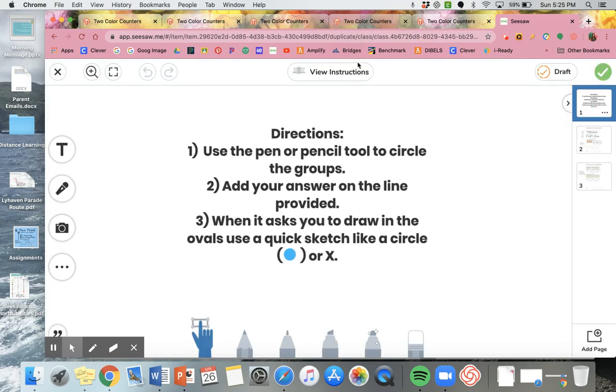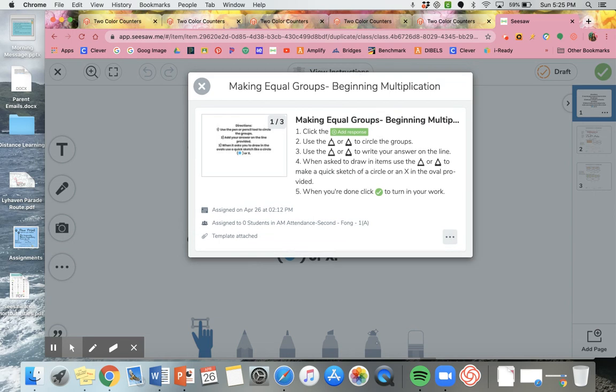So the directions are that you need to click the Add Response. Then you need to use the pen or pencil to circle the groups. Use the pen or pencil to write your answer on the line. When asked to draw in items, use the pen or pencil to make a quick sketch of a circle or an X, just like I said before, in the oval that is provided. When you're done, click the check.